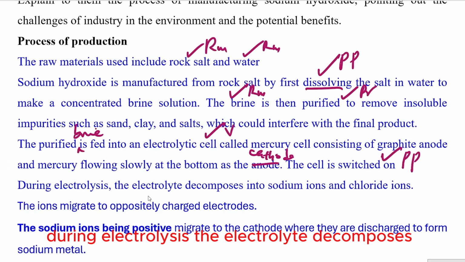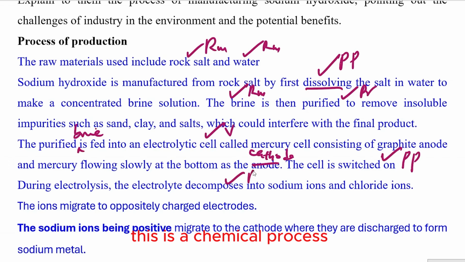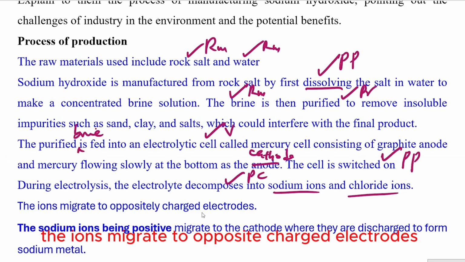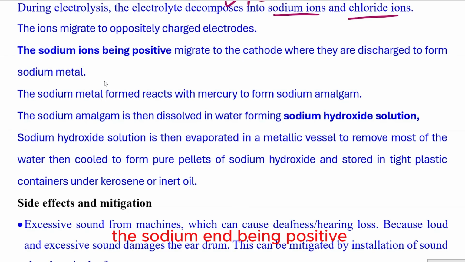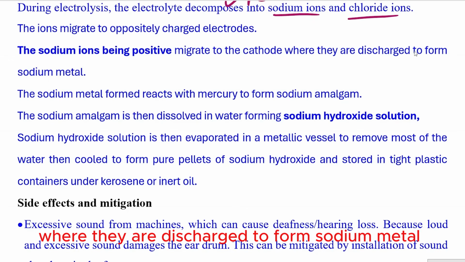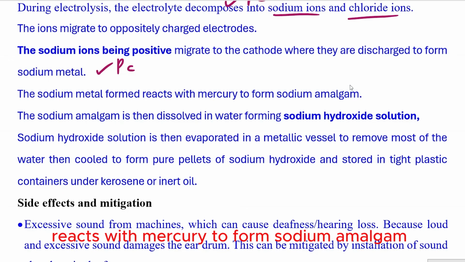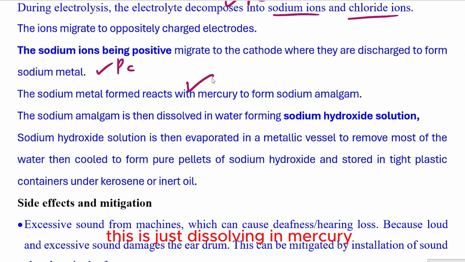During electrolysis, the electrolyte decomposes, this is a chemical process, into sodium ions and chloride ions. The ions migrate to oppositely charged electrodes. The sodium ions, being positive, migrate to the cathode where they are discharged to form sodium metal. So this is a chemical process. The sodium metal formed reacts with mercury to form sodium amalgam. This is just dissolving in mercury, a physical process.